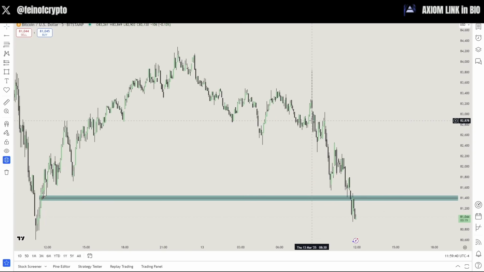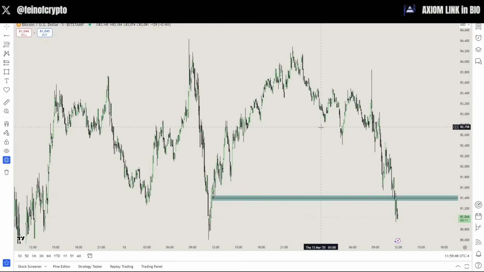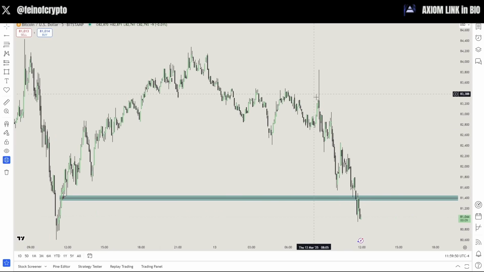But what happened? At 8:30 a.m. this morning, New York time, PPI came out, which is always the day after CPI. Yesterday was CPI at 8:30. And what happened? They pump it. The market makers manipulate everyone that was short. They stop them out, right?